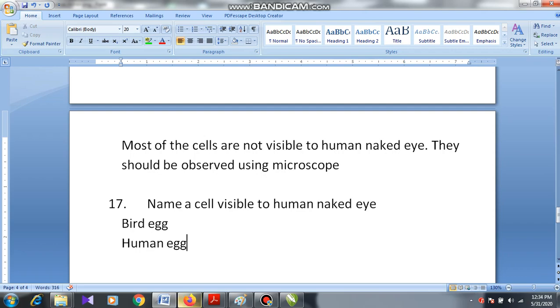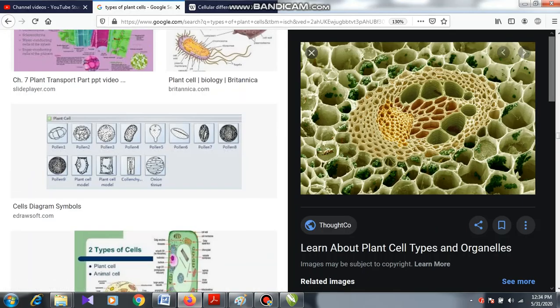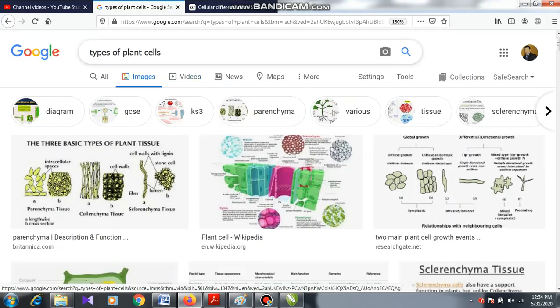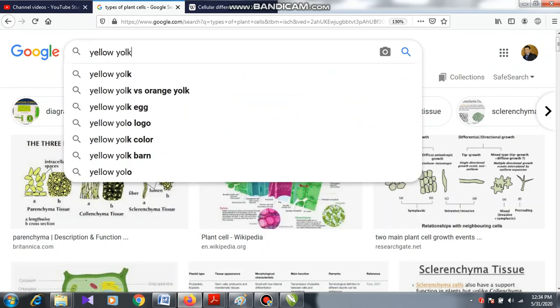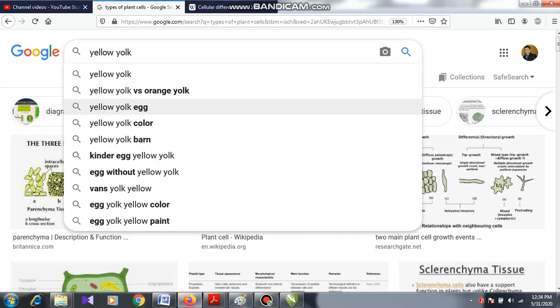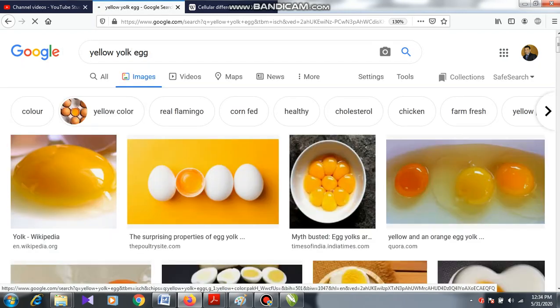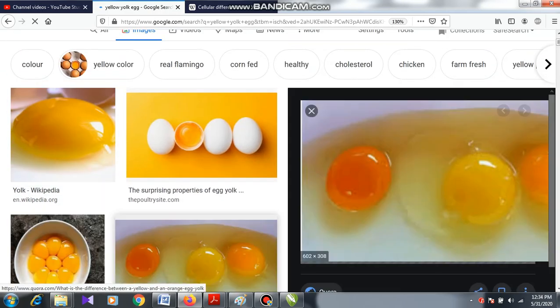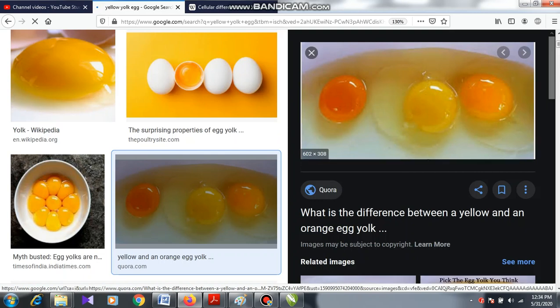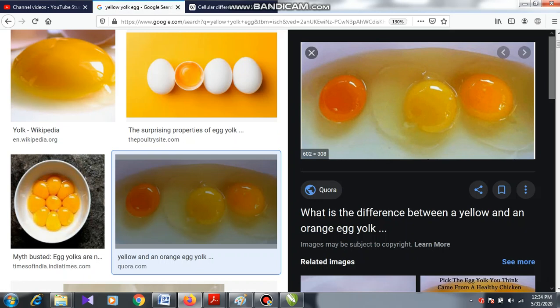If you take the main point, it is the yellow yolk of the egg. All of you have seen a bullseye. This single one, so here you can see three. Each orange or yellow one is a cell. It is about 2 centimeters in diameter. You can see them with your naked eye. It's a single cell. Keep that in mind.